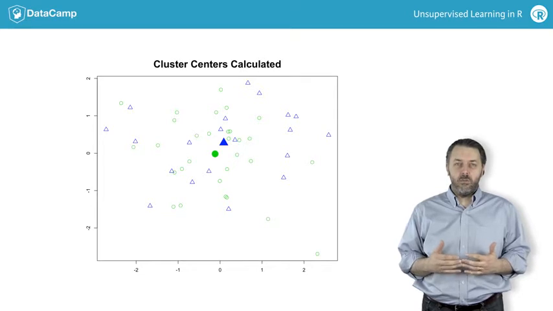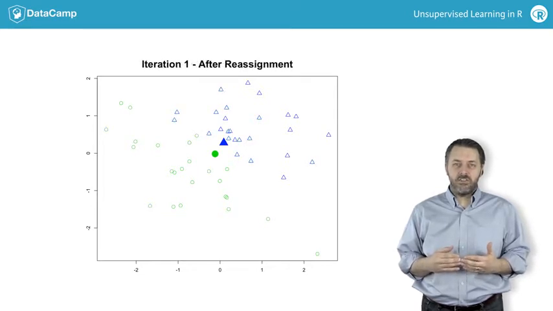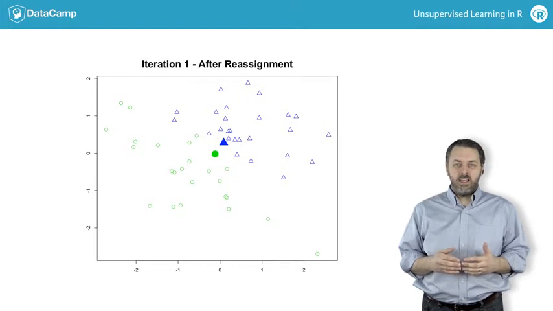Here you can see that all the points closest to the solid blue triangle center have been assigned to that cluster. The equivalent is true for the other subgroup. This completes one iteration of the kmeans algorithm. The kmeans algorithm will finish when no points change assignment. In this case, many points change cluster assignment, so another iteration will be completed.